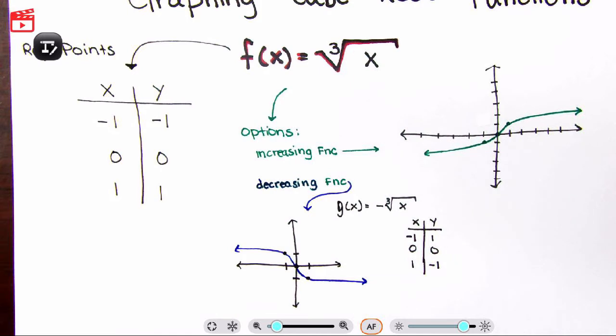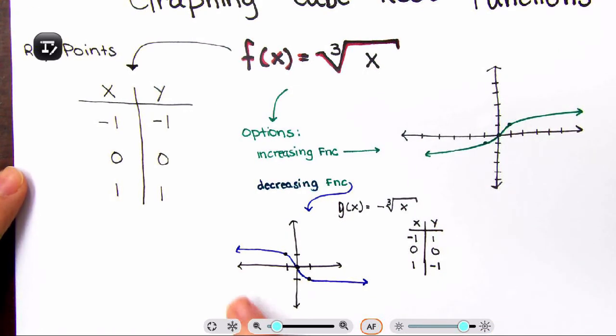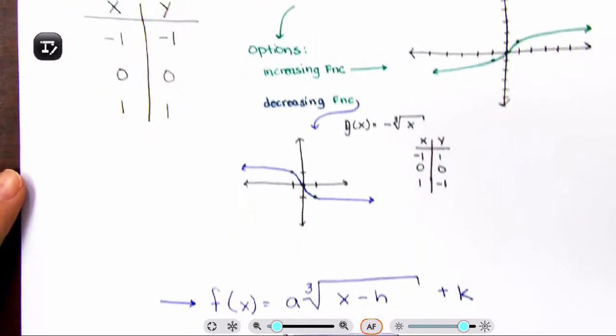Think inverses. Cube root is the inverse of a cubic function. So if we originally have a John Travolta that is vertical, the cube root is going to give you a John Travolta that is horizontal. So this is going to be your increasing curve, and this is going to be your decreasing curve. Again, you need 3 points to graph these.